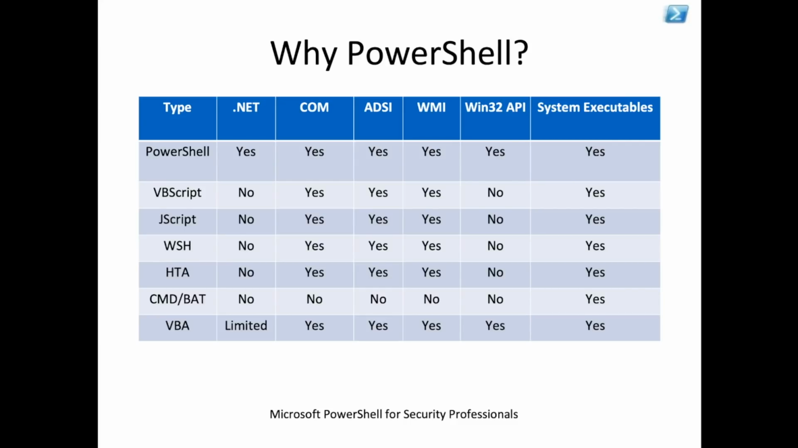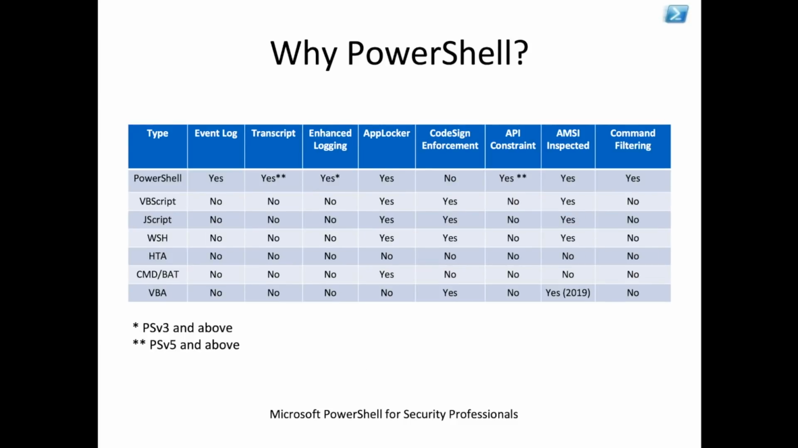So when it comes to the controls, let's go a bit here on the blue side. PowerShell event log. Yep, I can write to the event log. Can I do transcripts? Yep, I can do transcripts of everything that is being done in PowerShell itself. Enhanced logging. Yes, actually I can do it. AppLocker. Can I use AppLocker to control it? Yes. Can I do code signing enforcement?